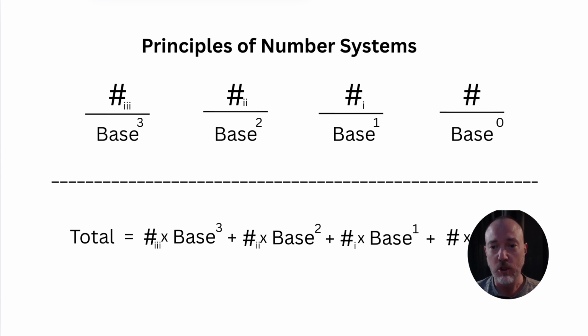So when we get the total number, this is the last thing here, in order to figure out what the total value is when we have multiple digits, we have to take each one of those digits, multiply it by the place value, and then we add all that up. All right, so here we go.